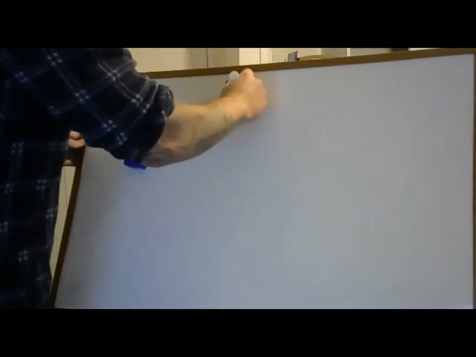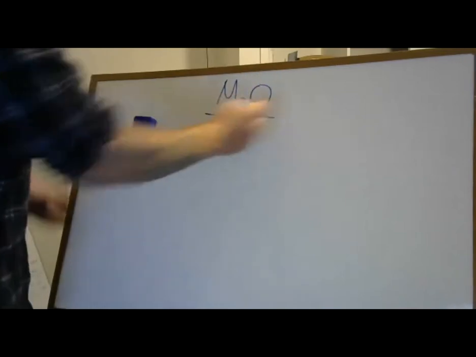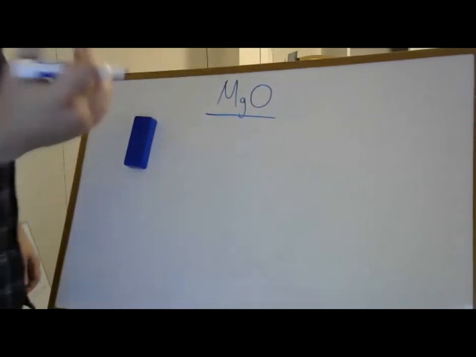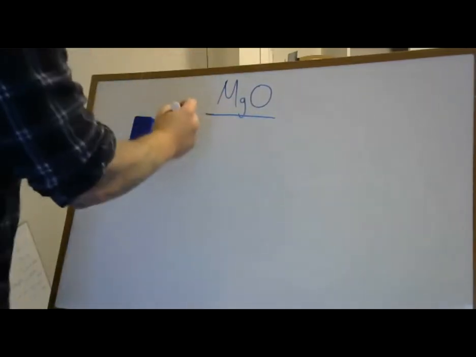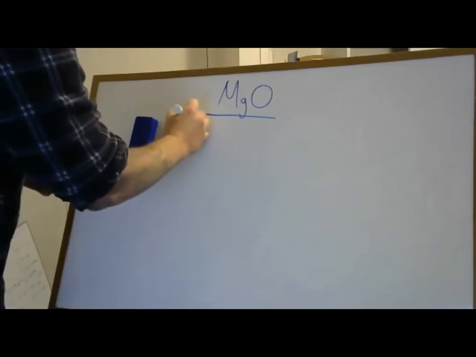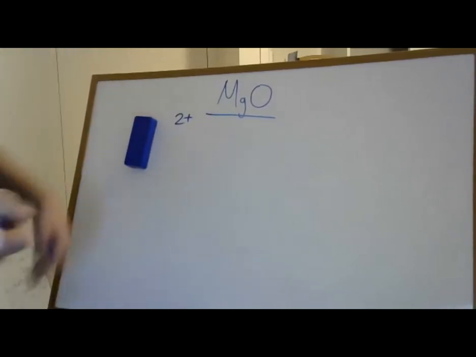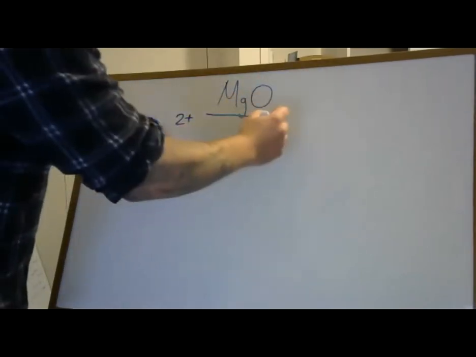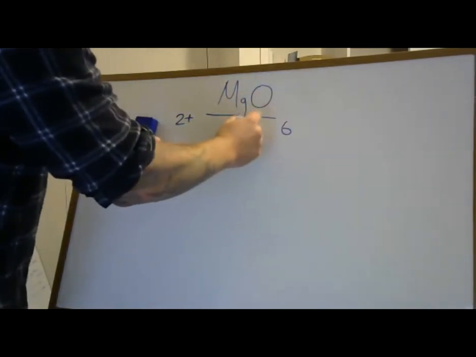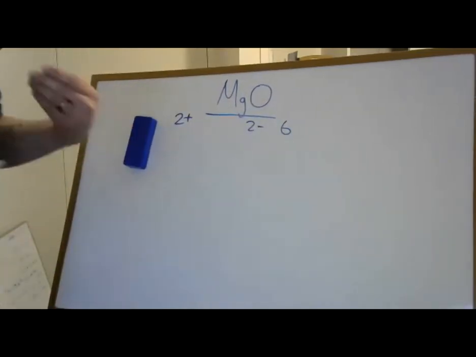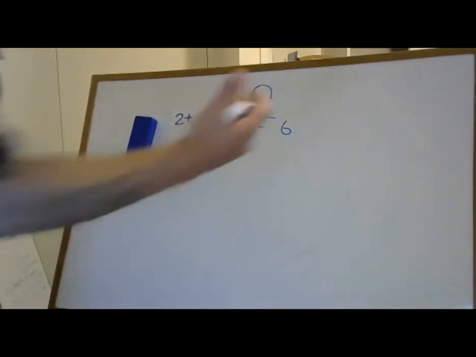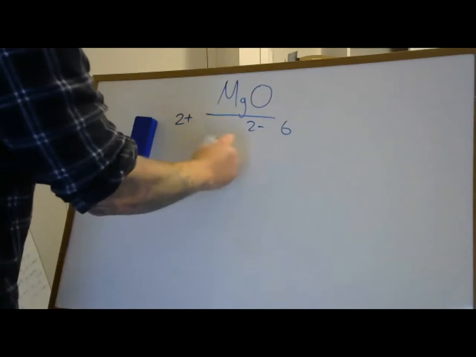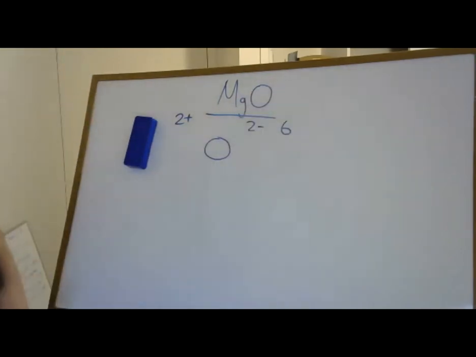So do 1 more. I'm going to run out of time. Magnesium oxide, MgO. Magnesium is in group 2. It always forms 2+, so it always donates 2 electrons. Oxygen is in group 6. It's 2-, always accepts 2 electrons. So for MgO, the net charge is 0. Happy days.